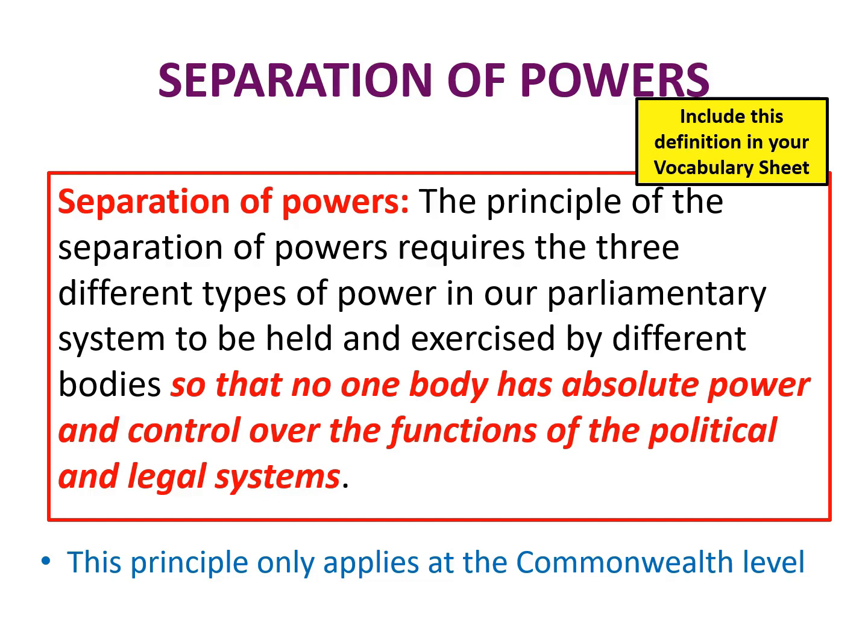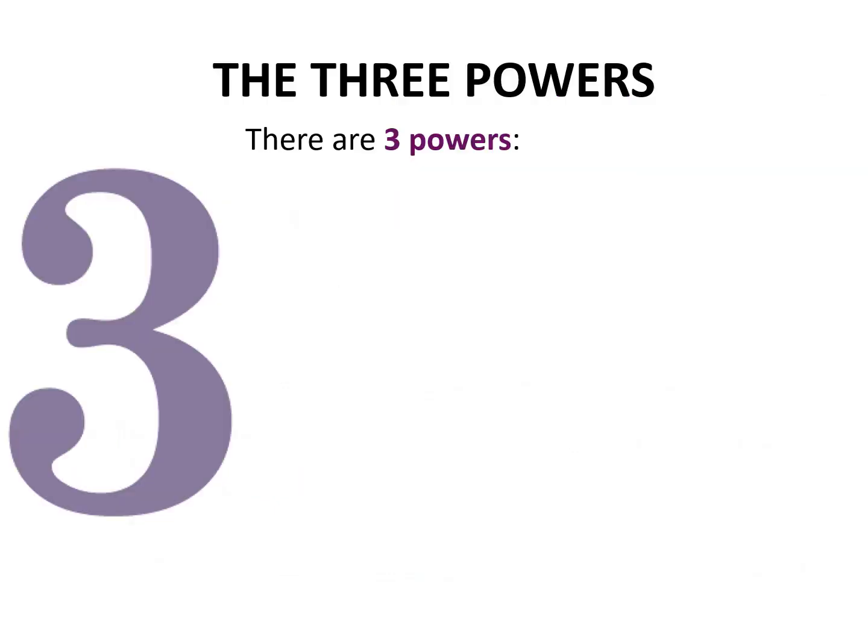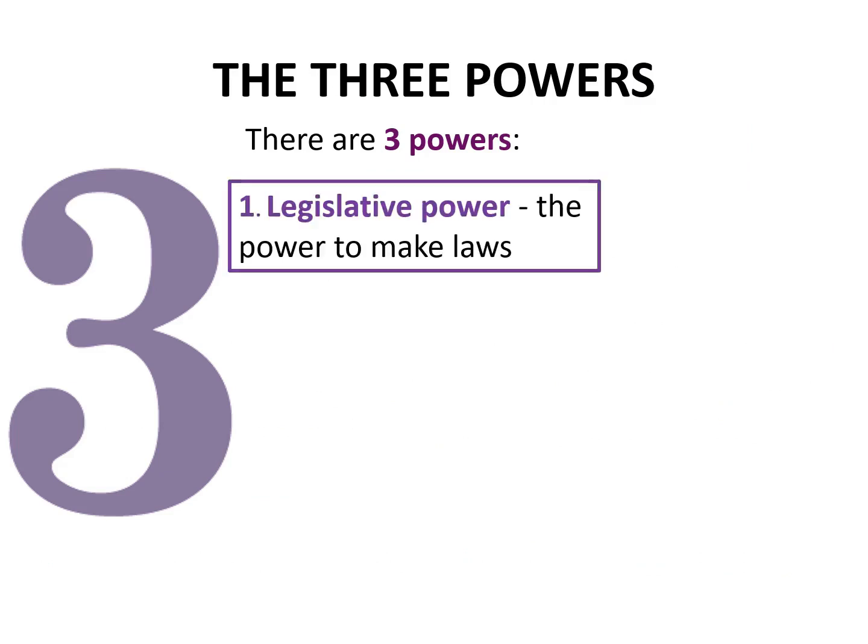Conversely, this constitutional requirement for the separation of powers does not apply at the state level. That is, it doesn't apply to the state parliaments, the state governments, and the state courts. As I've said, there are 3 different types of powers, and each of these types of powers is exercised by a different body.